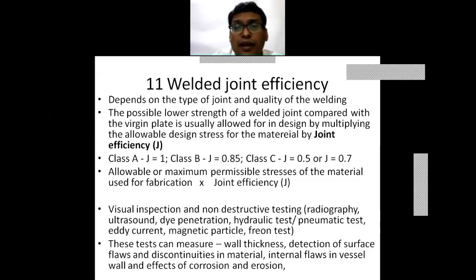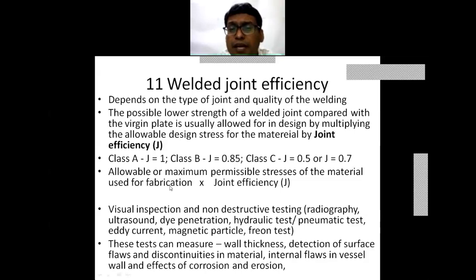and that is why we require manual welding in all these cases, and it's the skill of the person doing the welding, and depending on that, the joint efficiency is taken into consideration. If it's a class A vessel, then the joint efficiency J is taken as 1, a very good quality of welding is taken into account.